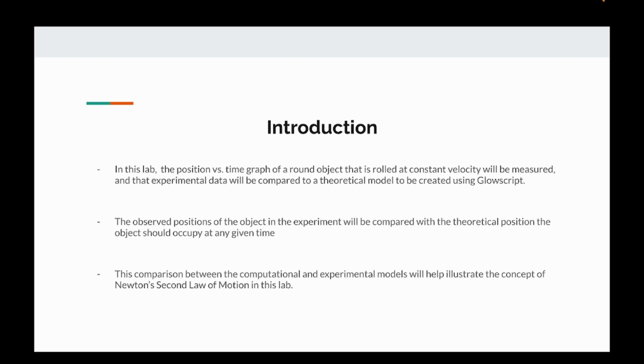For the introduction, in this lab, the position versus time graph of a round object that is rolled at constant velocity will be measured, and that experimental data will be plotted and will also be compared to a theoretical model that will be created using GlowScript code. The observed positions of the object in the experiment will be compared with theoretical positions the object should occupy at any given time. And this comparison between the computational and experimental models is going to help illustrate the concept of Newton's second law of motion. And that is the purpose of this lab.